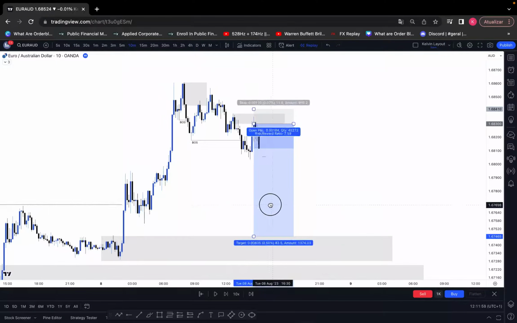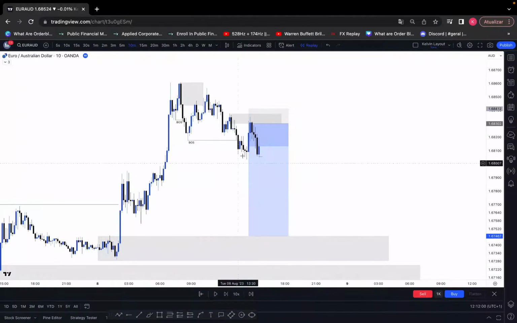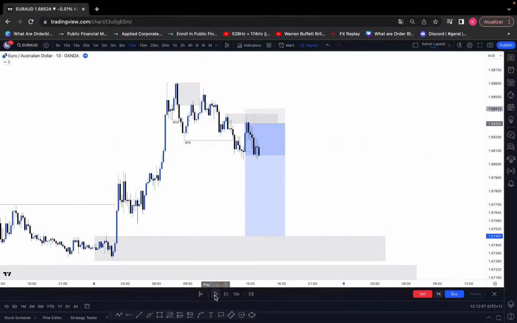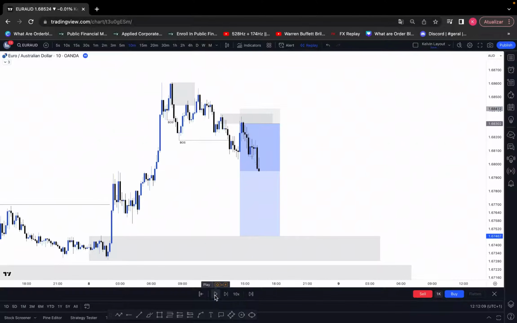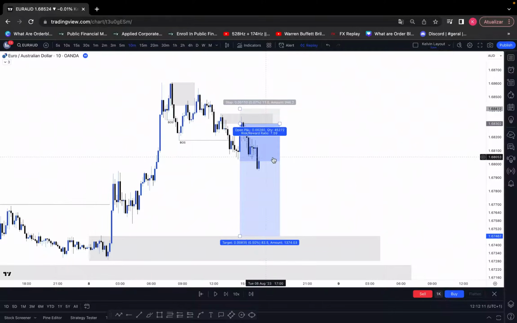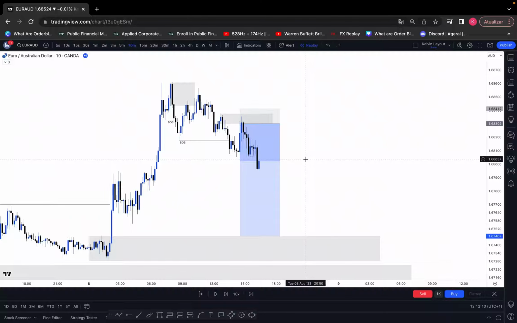So okay, you get tagged into the trade. So you will only go break even once price takes out this previous structure low, right? So let me just play price right there. Okay, boom, price takes out this low, you move your stop to break even, right?